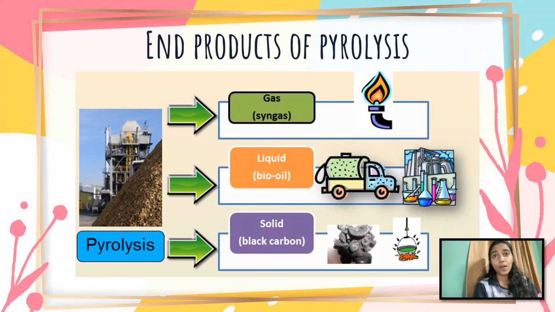End products of pyrolysis contain gas as syngas, liquid as bio-oil, and solid as black carbon, known as biochar. Syngas is called synthesis gas, which is a mixture of molecules containing hydrogen, methane, carbon monoxide, carbon dioxide, water vapors, as well as hydrocarbons and condensable compounds.